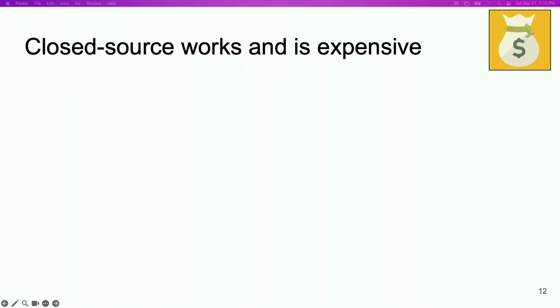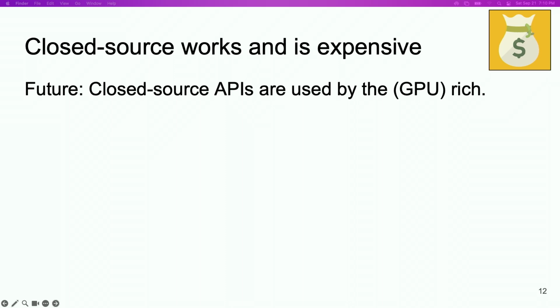This is the opportunity for the GPU poor, because only the GPU rich, and generally rich companies and consumers, will be able to use these APIs. They will use these very expensive GPT-5 level or GPT-6 level APIs, but they pay a lot for that.